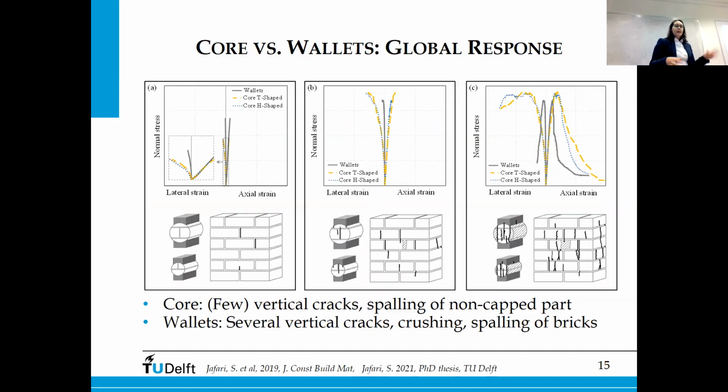When we compare globally the response of the cores with the wallets, we find quite similar behavior. The main difference was that in the cores, once the vertical cracks were formed, they tended to get larger instead of creating many vertical cracks, like in wallets. Another aspect that we noticed was that at a certain moment, we mainly had cracking only in the part below the capping, leading to spalling of the part that was not capped.